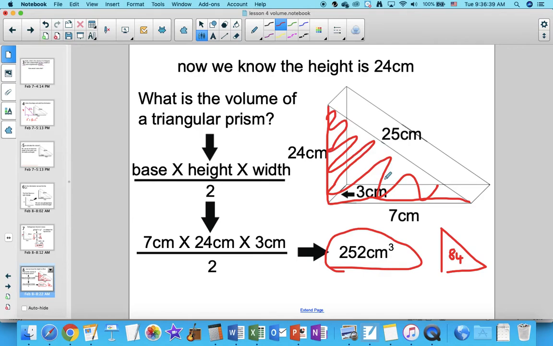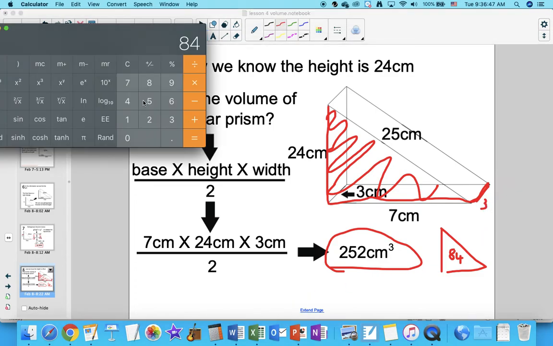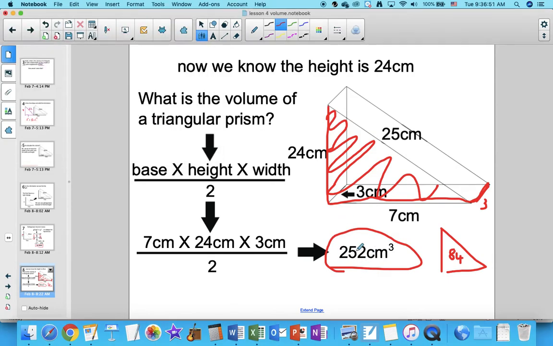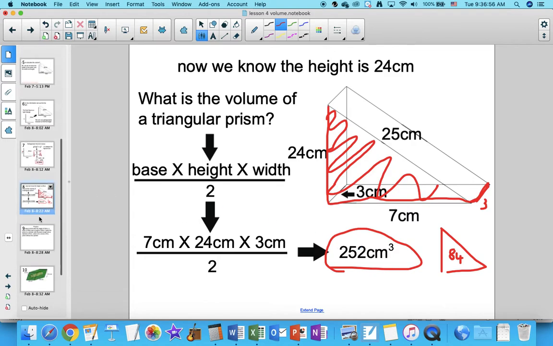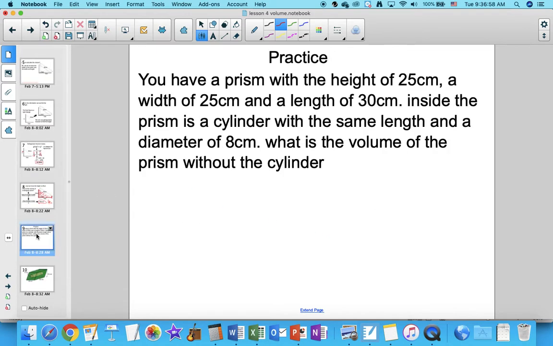Now once you have the area of the triangle, you stretch it across that width, and you know that that's 3. So you multiply that by 3. Right? 252 centimeters cubed. So that's how you calculate the volume of this problem. So let's try a hard question.